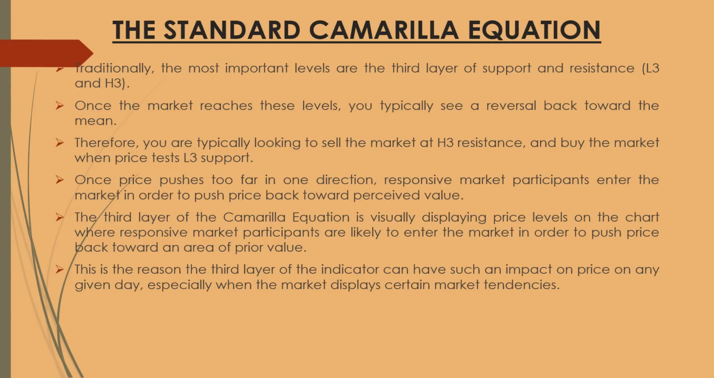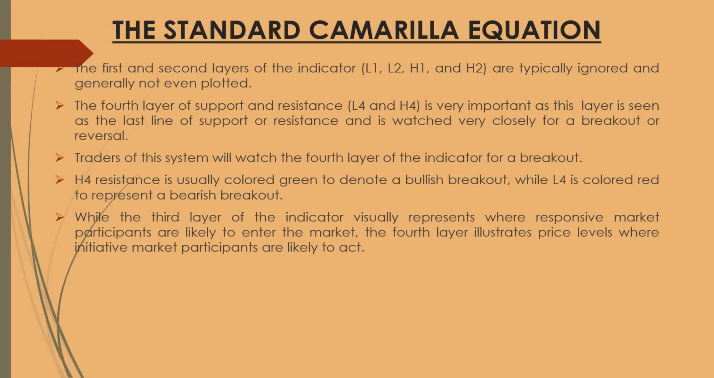The first and second layers of the indicator, that is L1, L2, H1 and H2, are typically ignored and generally not even plotted. The fourth layer of the support and resistance is very important, as this layer is seen as the last line of support or resistance and is watched very closely for a breakout or reversal. Traders of this system will watch the fourth layer of the indicator for a breakout.